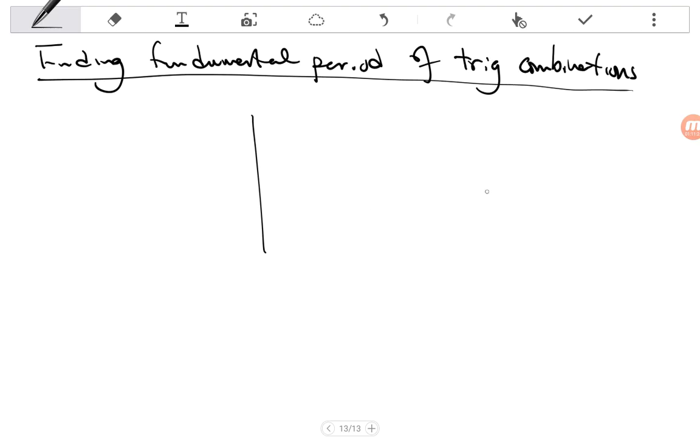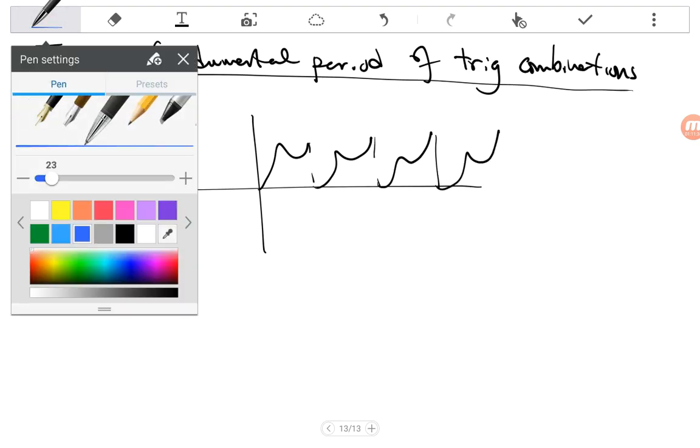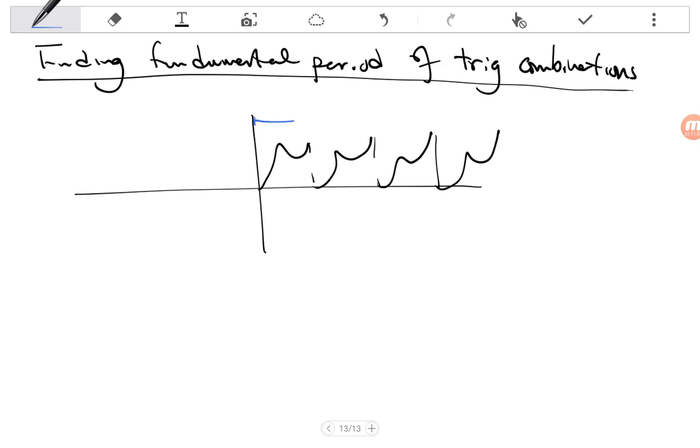Now, look, if I have some periodic function, a periodic function is something like this. It is a function that repeats itself every some interval. So this is our period P. It repeats itself every period P.